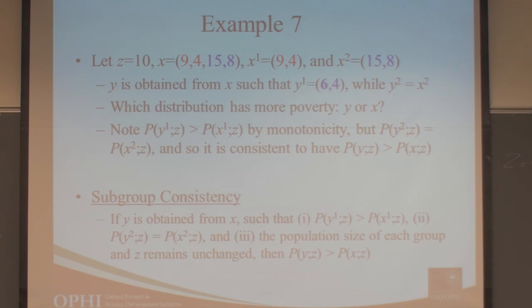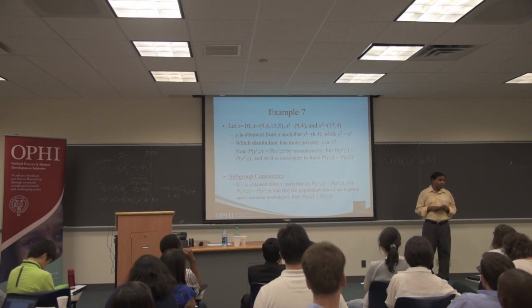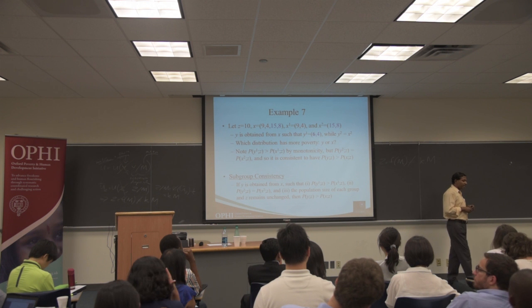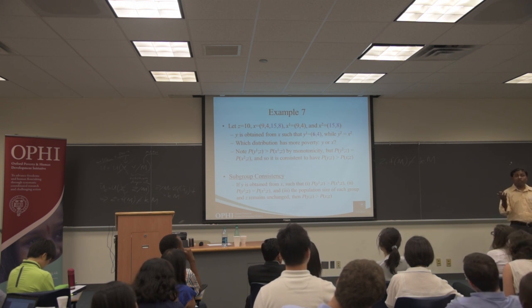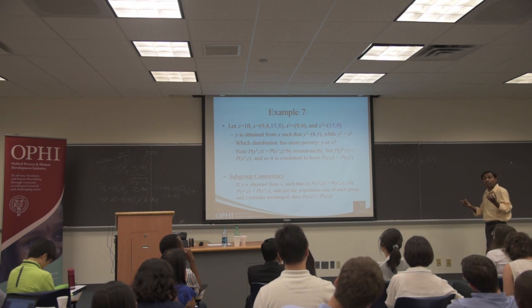It was a work following James Foster. So it says if y is obtained from x such that poverty has increased, say in one subgroup, but is unchanged in another, and total population size in each subgroup and the poverty line remain unchanged, then poverty should go up. Just to give you an example, a similar idea you can use in inequality measurement, right? So suppose I have divided one country into two different subgroups, mutually exclusive and collectively exhaustive subgroups.